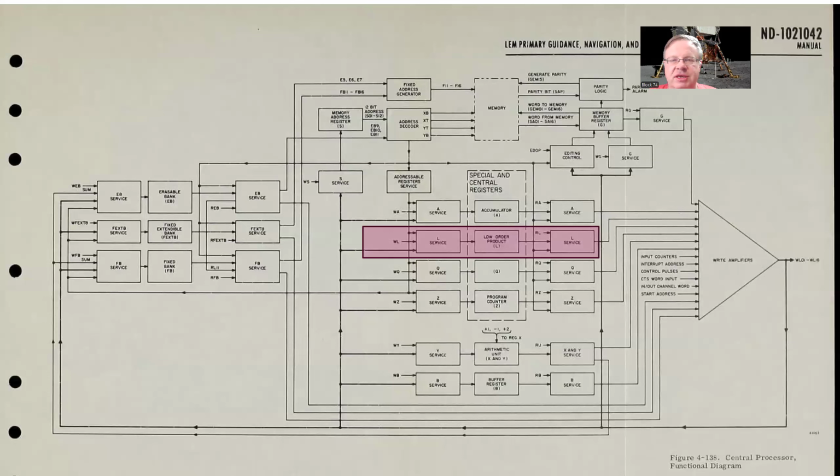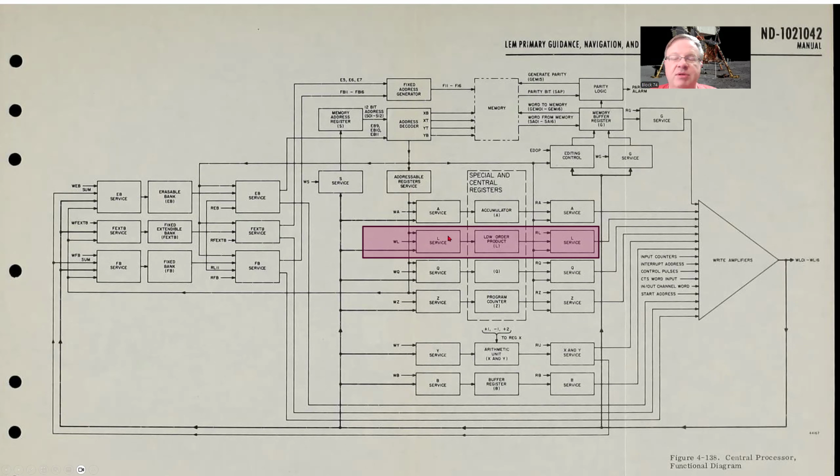Now, on to the L register. The L register is the counterpart of the A register that we talked about in the last video. When it comes to mathematical computations within the Apollo guidance computer, there is the accumulator, which is where most of the outputs of math operations are stored.